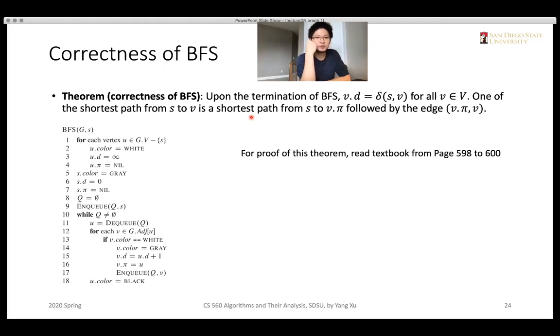Okay, so how to prove this theorem is not required in our course, but it's interesting if you read it from the textbook.